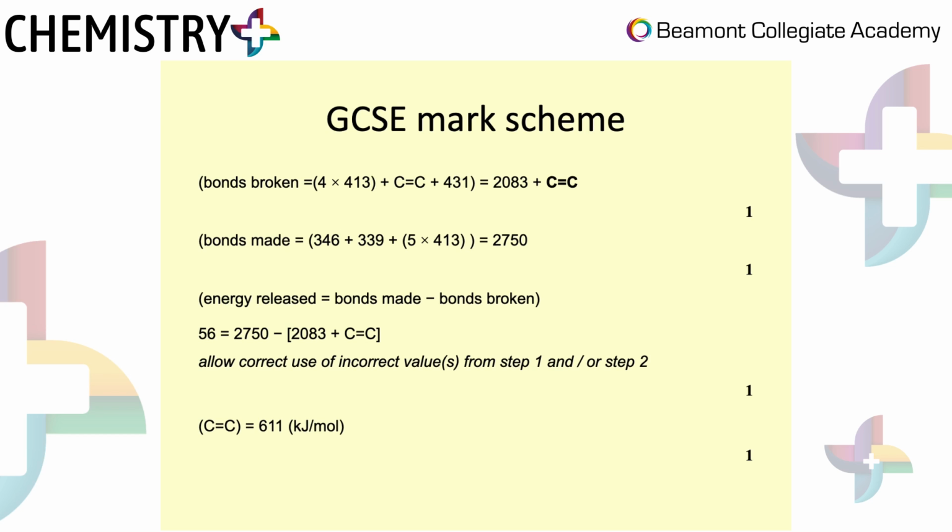If we take a look at the GCSE mark scheme, here's the information provided. Mark given for calculating the bonds broken, mark given for calculating the bonds made, then putting them into the equation to calculate energy released, and then finally for calculating what the double C bond was. So a 4-mark question. How did you do if you were to do that yourself?